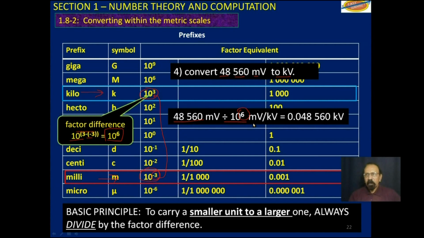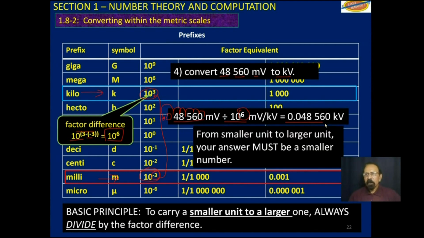We move our point 6 places, 1, 2, 3, 4, 5, 6, add a 0. So we get this answer in kilovolts. Again, if you are going from a smaller unit to a larger unit, your answer must be a smaller number than what you began with.